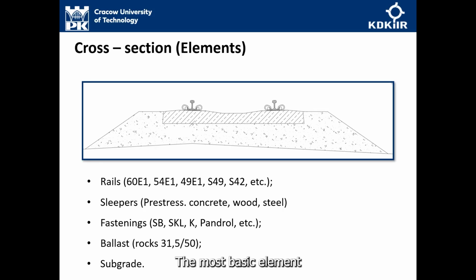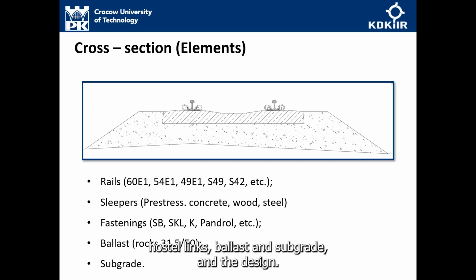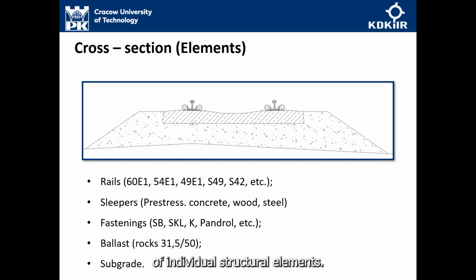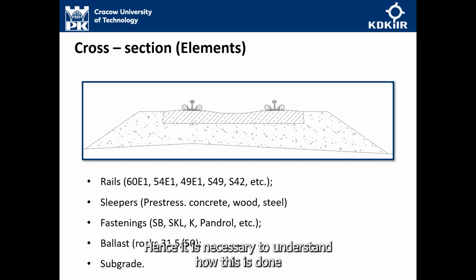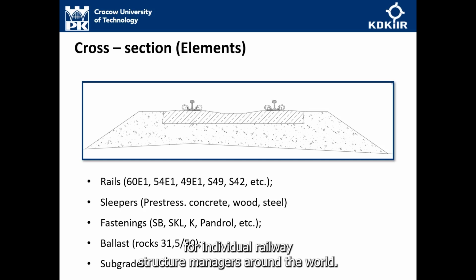The most basic element of our cross-sections, from which we begin the discussion, is of course our railway surface and its elements. You already know the basic elements are rails, sleepers, fastenings, ballast, and subgrade. And designing a cross-section is actually related to the selection of individual structural elements. Hence, it is necessary to understand how this is done for individual railway infrastructure managers around the world.